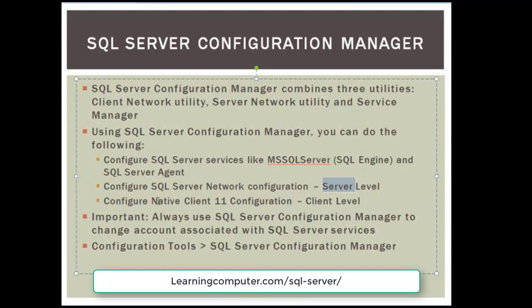And then moving on, the last thing it does is that you can configure native client 11 configuration. So again, this is at the client level. Once you are done configuring the server, you pretty much have to match the values at the client level. In other words, if you are running, let's say, TCP/IP on the server, but you're using named pipes at the client, the setup will not work, and there will be lack of communication between the components.